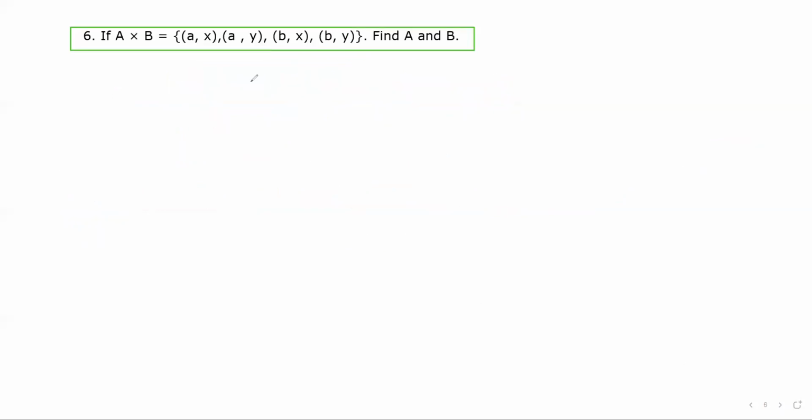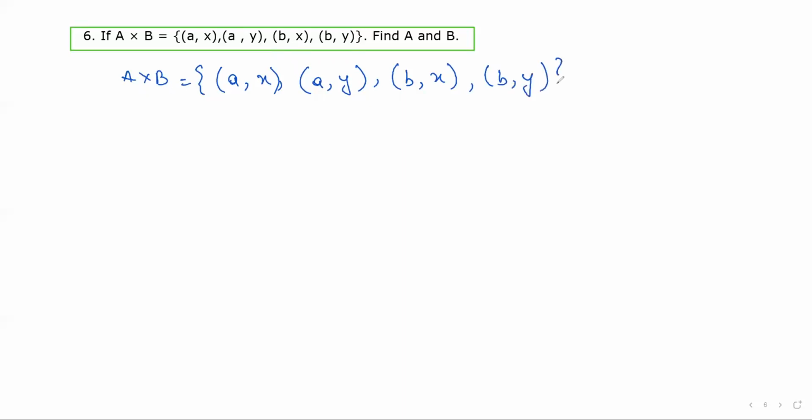Next, if A cross B is given, you have to find the elements of A and find the sets A and B. It's given that A cross B is equal to {(a, x), (a, y), (b, x), (b, y)}. We know that A represents the first elements of the ordered pairs. So A can have either of the values a or b. A is a set of 2 elements, a comma b.